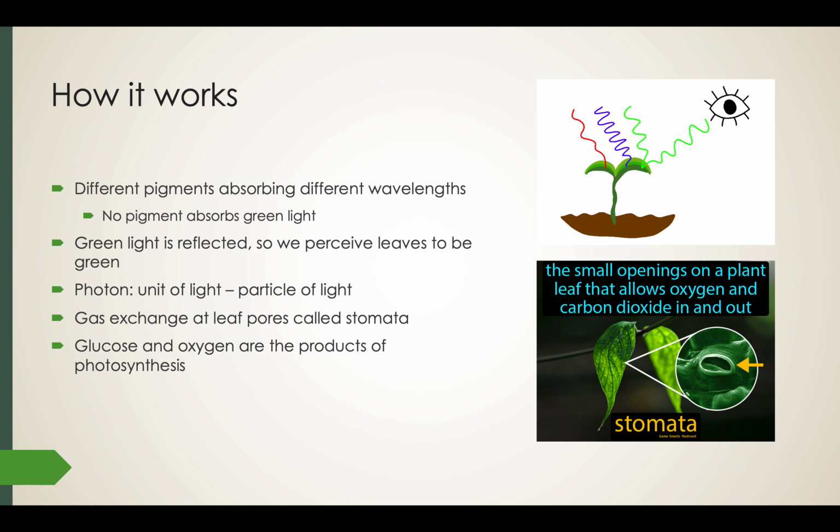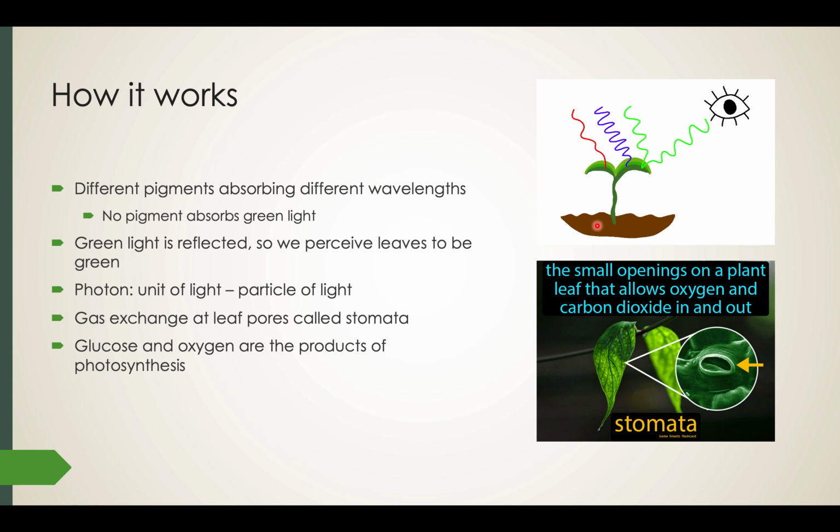So the different pigments absorb different wavelengths of light. No pigment absorbs green light. That's something that you need to know. The reason that plants come off green is because none of the pigments present in plants absorb that green light. So green light is then reflected, and that's why we perceive them to be green.